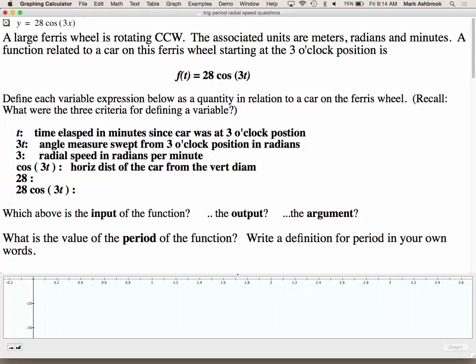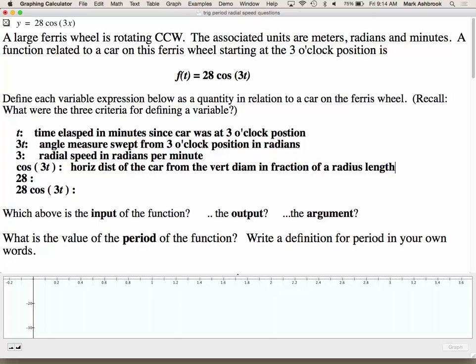And what will that unit be? It's the horizontal distance of the car, or the point on the circle, from the vertical diameter in radius lengths, or in fractions of a radius. Why? Because it's simply cosine, and cosine always gives its values as a fraction of a radius. You could say in radii or in radius lengths.